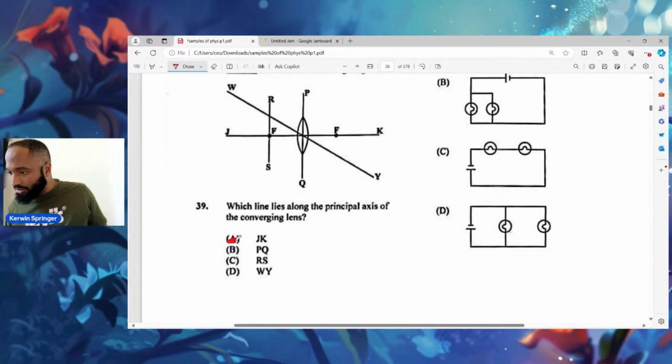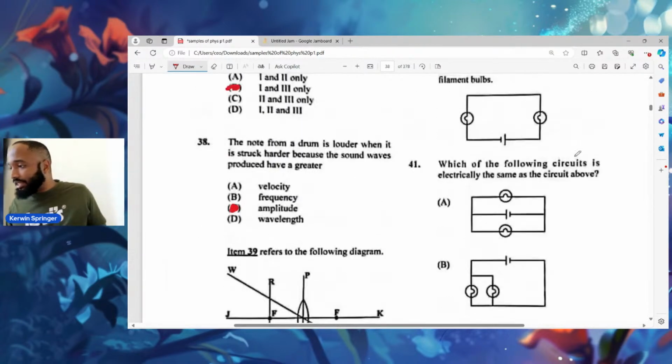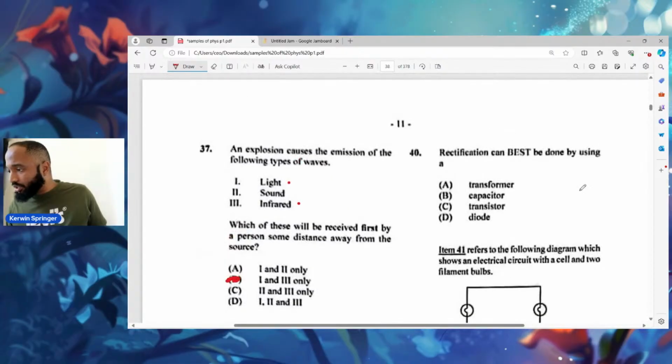Which line lies along the principal axis of the converging lens? GK. PQ is the optical axis. RS, I don't know, that's on the focal. WY, just a line. Maybe going through the optical center. So 39 is A.